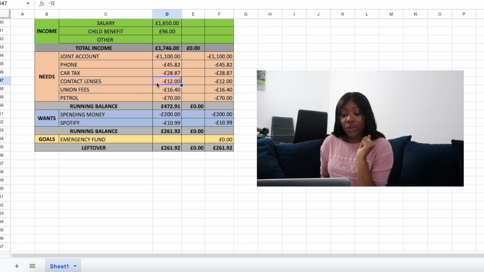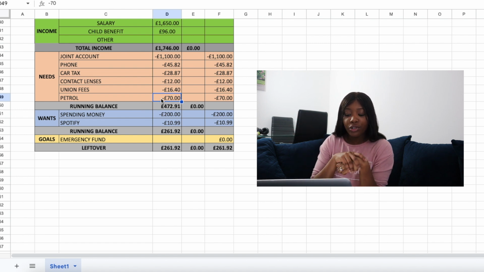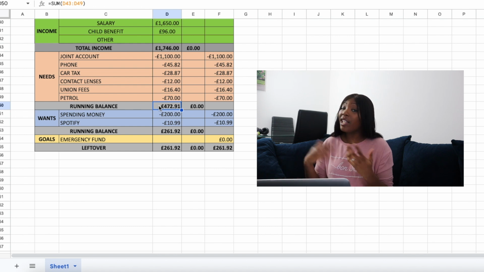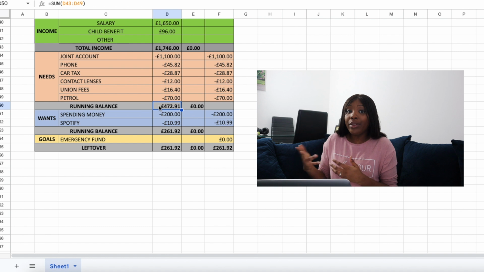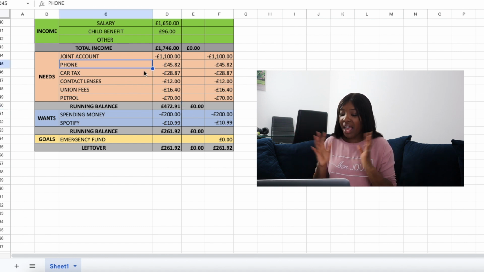Anyway, we've also got union fees, so that's $16.40 that they pay, and then they also have petrol, which they pay around $70 a month. So it then leaves them, after paying all of that, with about $472 left over. Again, here, there's nothing that I would say that I'm concerned about. Maybe when it comes to your phone, after your contract, potentially you might decide to switch to a SIM only if your phone is fine and you don't need a new phone, so you could potentially make some savings there. But I don't see anything that kind of jumps out at me where I'm like, oh no, you could actually make a lot of savings here. I think this is all okay.